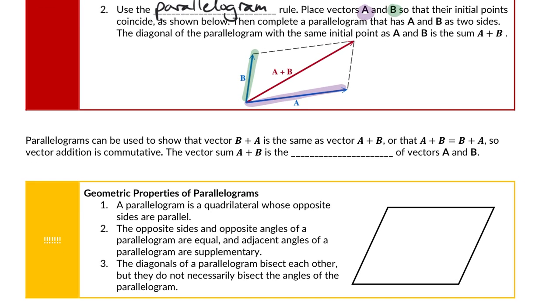Parallelograms can be used to show that vector B plus A is the same as vector A plus B because vector addition is commutative. You're going to get a new vocabulary word here. The vector sum A plus B is the resultant of vectors A and B. So we're talking about the resultant as what we get when we add these two things together. So the sum is called the resultant. You can think of it like the result when we add them together.